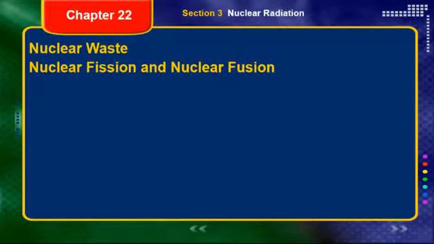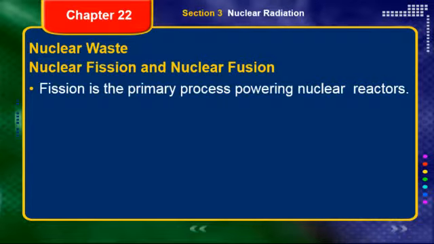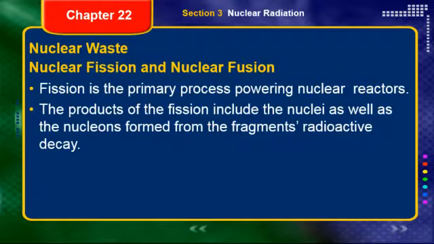Moving on to nuclear waste. Fission is the primary process powering nuclear reactors. The products of fission include the nuclei as well as the nucleons formed from the fragment's radioactive decay. So not only do we have the daughter nuclei, we also have whatever else was chipped off or broke off of that parent nuclide.